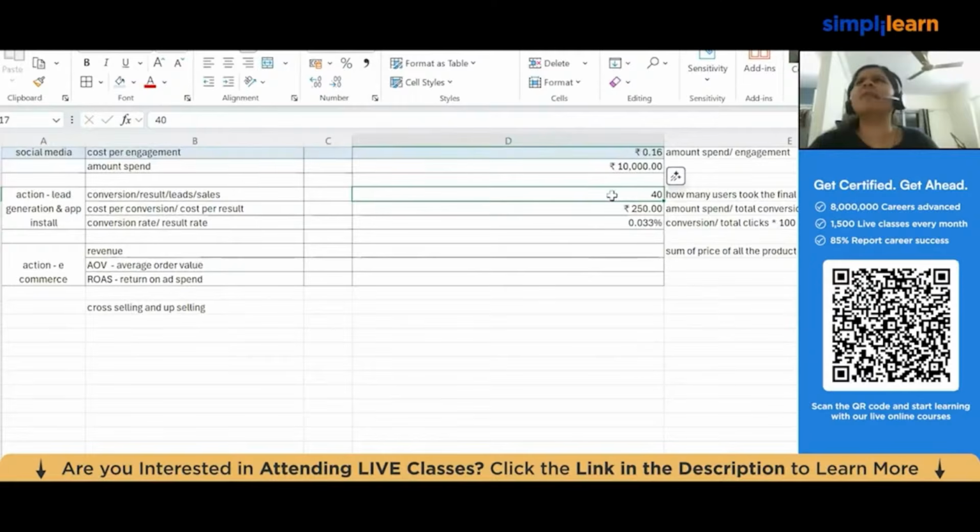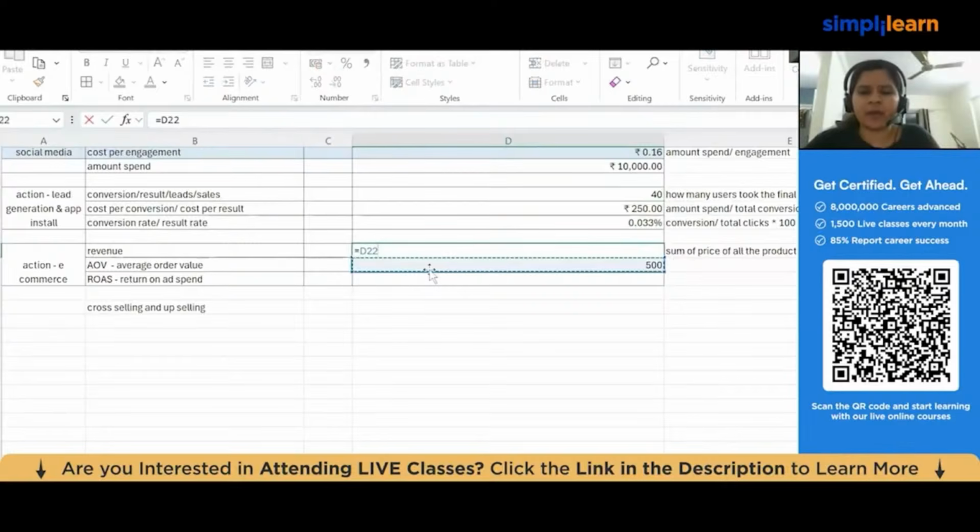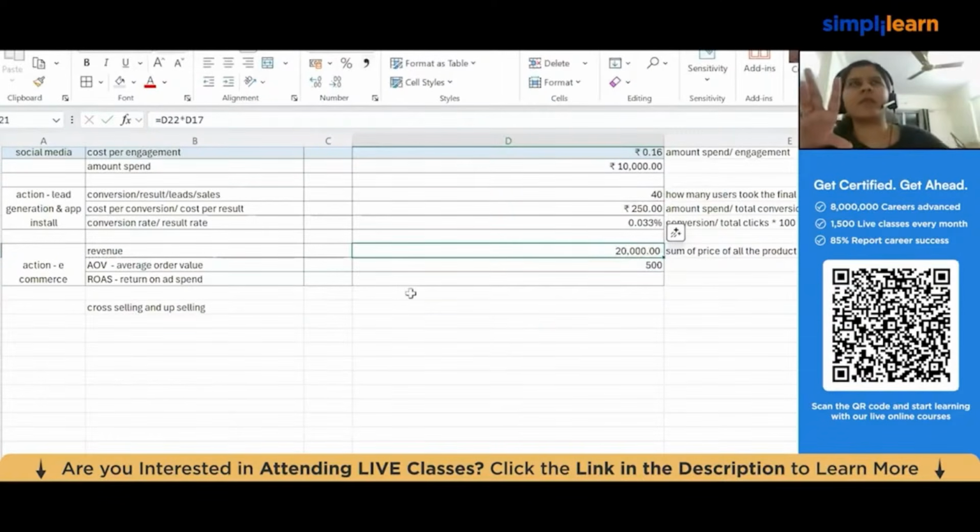Okay, and the price of her face wash is around 500. So her average order value is 500. Let's say that's the average price. So what would be her revenue? Revenue would be very simple: the price of that product times the number of purchases she has got. So that is what we call revenue. Revenue is nothing but the sum of all the prices of the products that got sold. Correct? I hope I'm clear, guys.